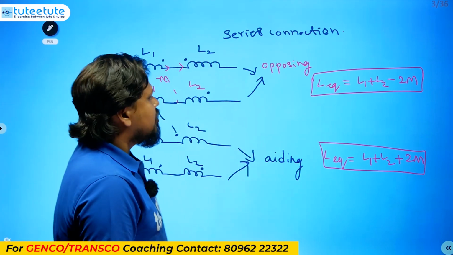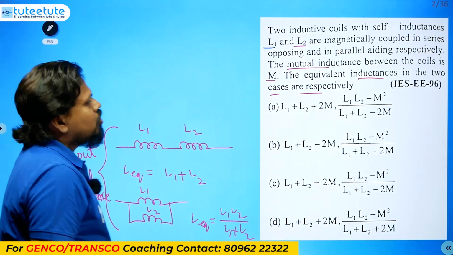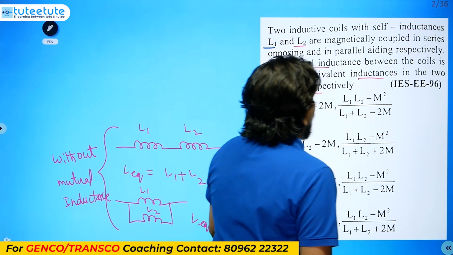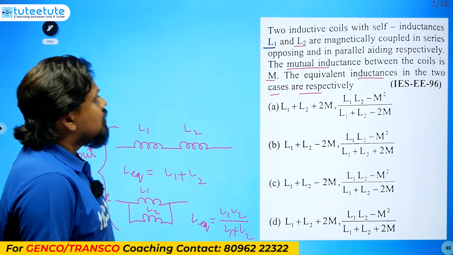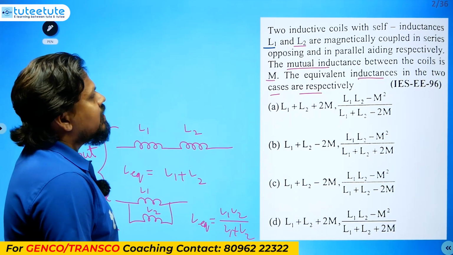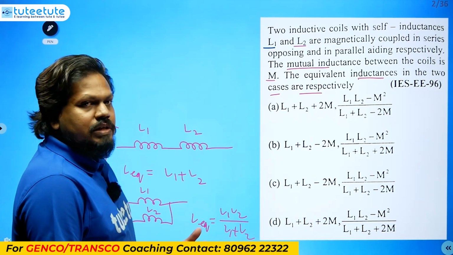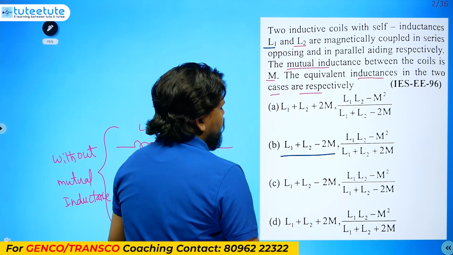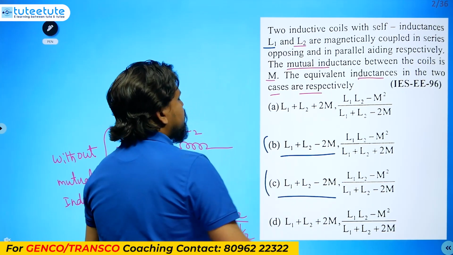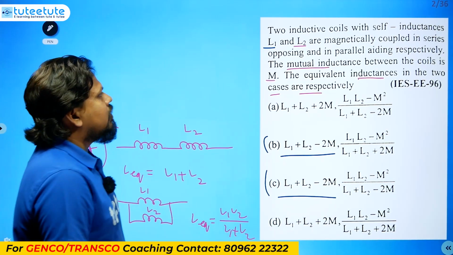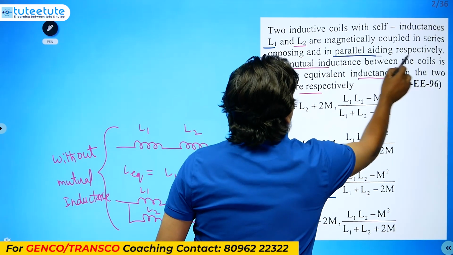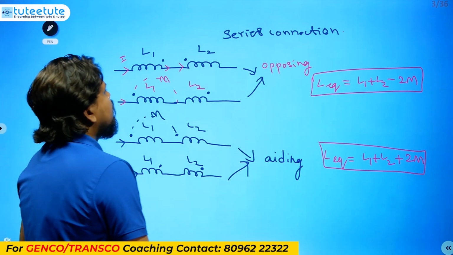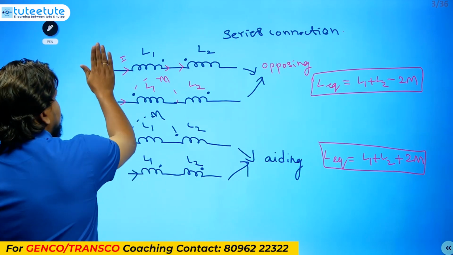This is series only, but they have asked about parallel also. What they have given is: magnetically coupled in series opposing and in parallel aiding, respectively. Series opposing means we have to get minus 2M, so either this option or this option will be correct. And they have given parallel aiding, so we have to understand the parallel connection also.